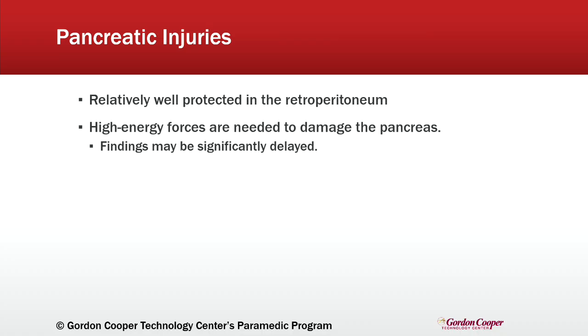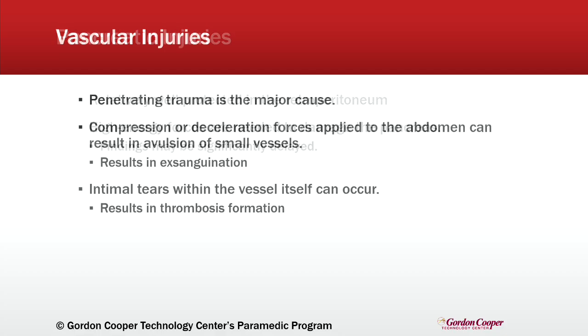When the pancreas is injured, it releases enzymes into the peritoneum that irritate and start to break down internal organs and tissues. The process is called autodigestion. This enzymatic breakdown leads to chemical peritonitis, and the findings may be significantly delayed because it does take time for those pancreatic enzymes to begin to do their work.